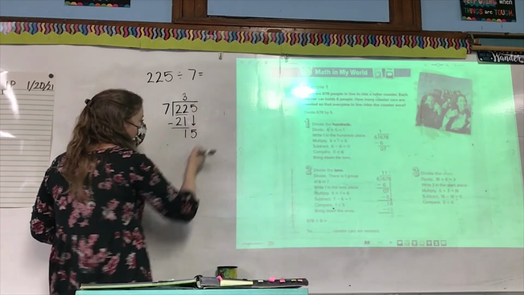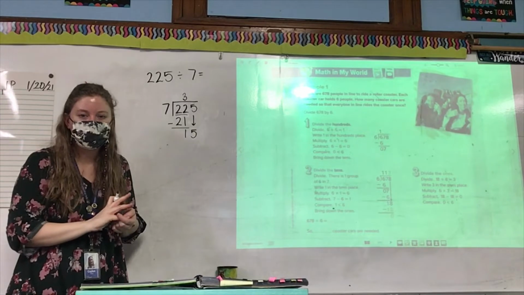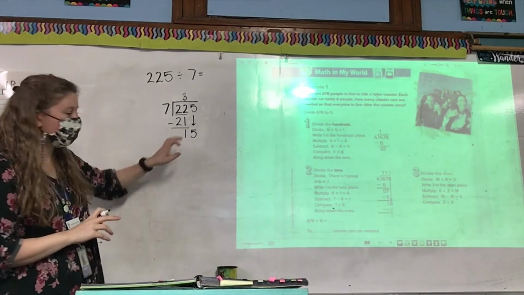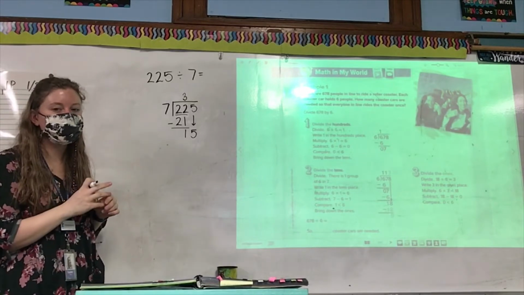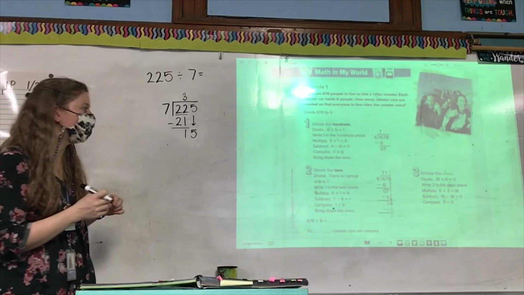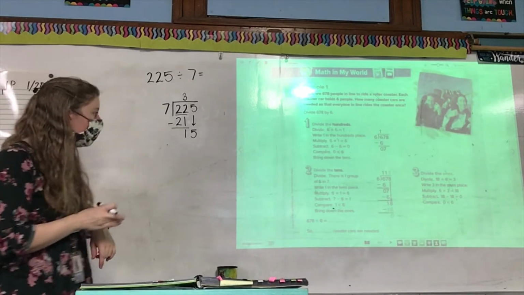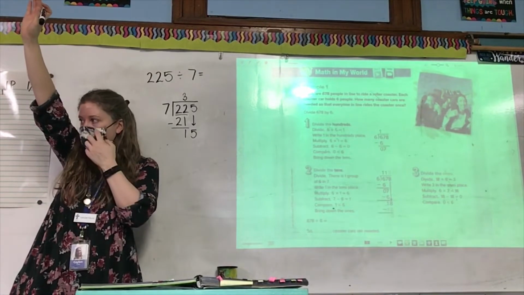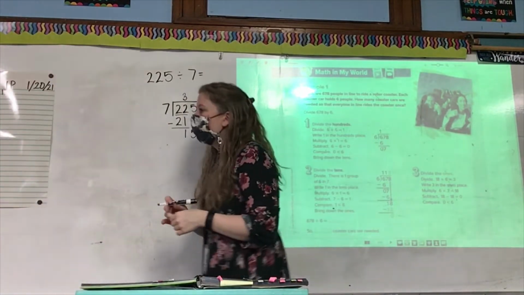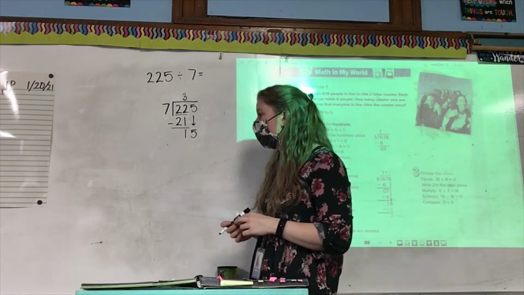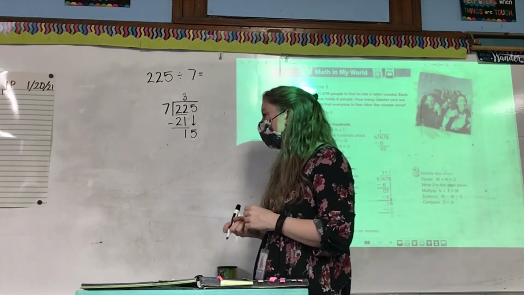We bring the 5 down, and we just created a new dividend. What is our new dividend? 15. Okay. Now what do we do? Who can tell me in words? Aaron. We multiply our new dividend by our divisor.